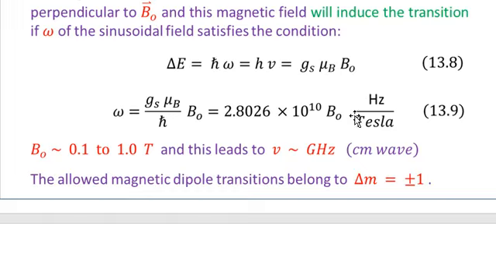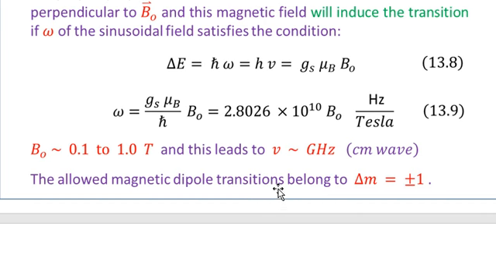And this will have hertz per Tesla as the unit of this quantity, because B naught has the value in terms of Tesla. So you see that we can vary B naught very easily under experimental conditions from 0.1 to 1 Tesla, and this will lead to frequency in the range of gigahertz, and the corresponding wavelength will be in the centimeter range. So we can talk about centimeter waves, or we can talk about the frequency in the range of gigahertz.